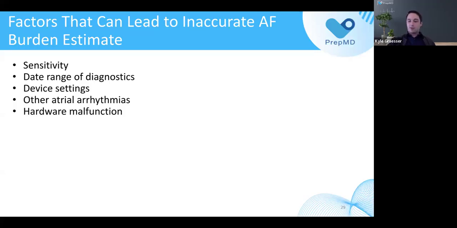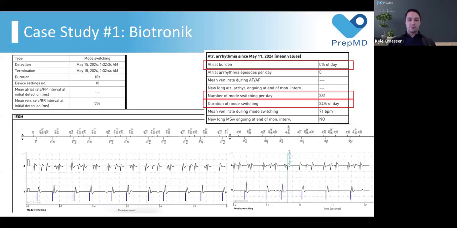So with that, we're going to go into our first case study, and Trupesh is going to talk to us about this Biotronik report that we're seeing here. Thank you, Kyle. So this patient has a Biotronik pacemaker, and he's also anticoagulated. So this transmission comes in with one mode switching episode lasting about 10 seconds. So it doesn't seem significant initially because he's already anticoagulated.